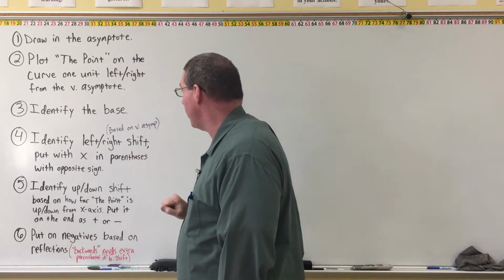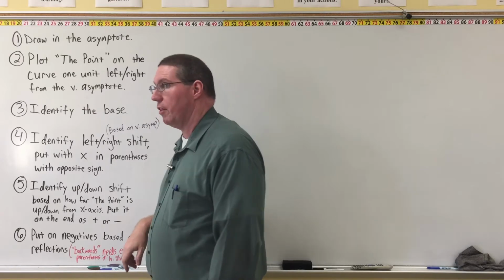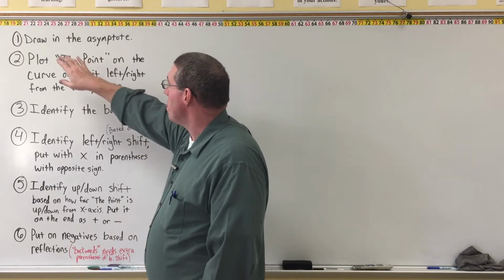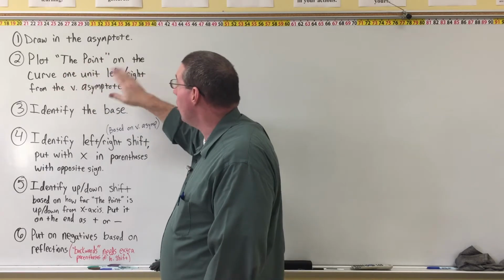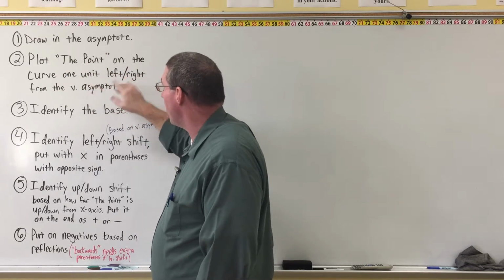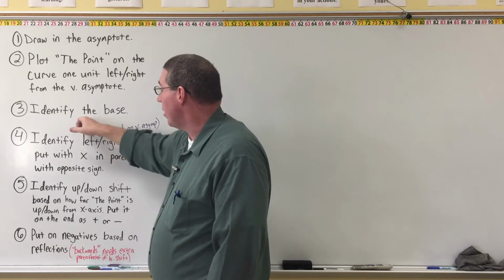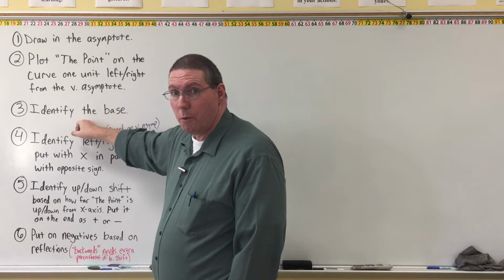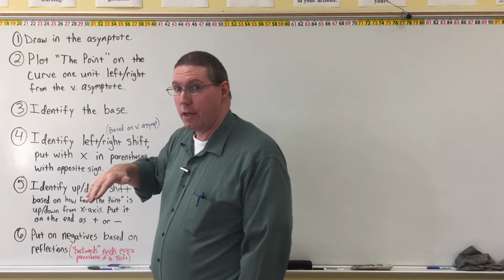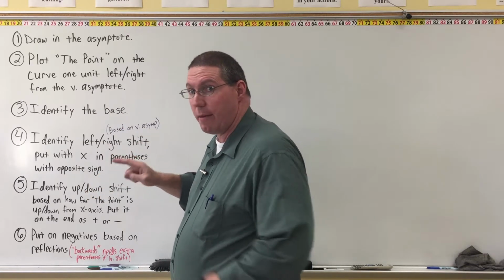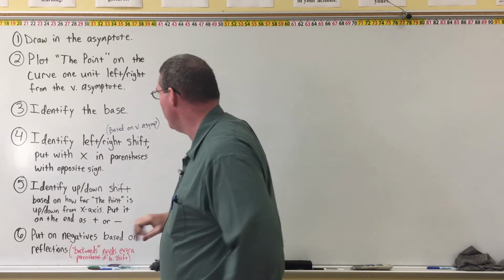First thing you're going to do when identifying the function of a logarithmic graph is draw in the vertical asymptote. Then you're going to plot the point on the curve that is 1 unit left or right from the asymptote. Then identify the base, and we know how to do that. We want to go 1 unit up or down from where the point is, and then measure the distance between the curve and the asymptote.